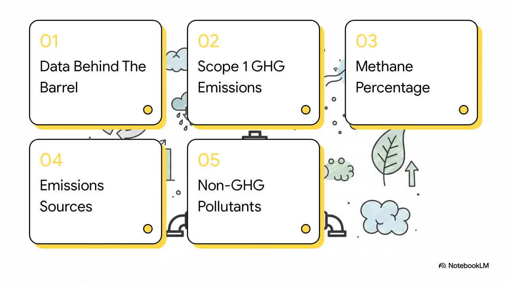Here is our roadmap. First, the data behind the barrel. 2. Calculating Scope 1 GHG emissions. 3. Tracking the methane percentage. 4. Breaking down the 5 sources of emissions. And finally, 5. Tracking non-GHG air pollutants.